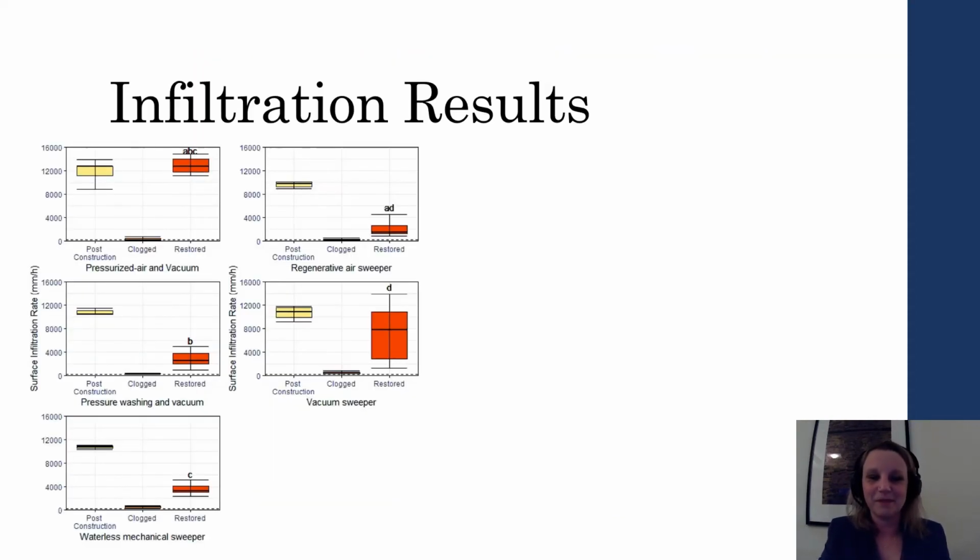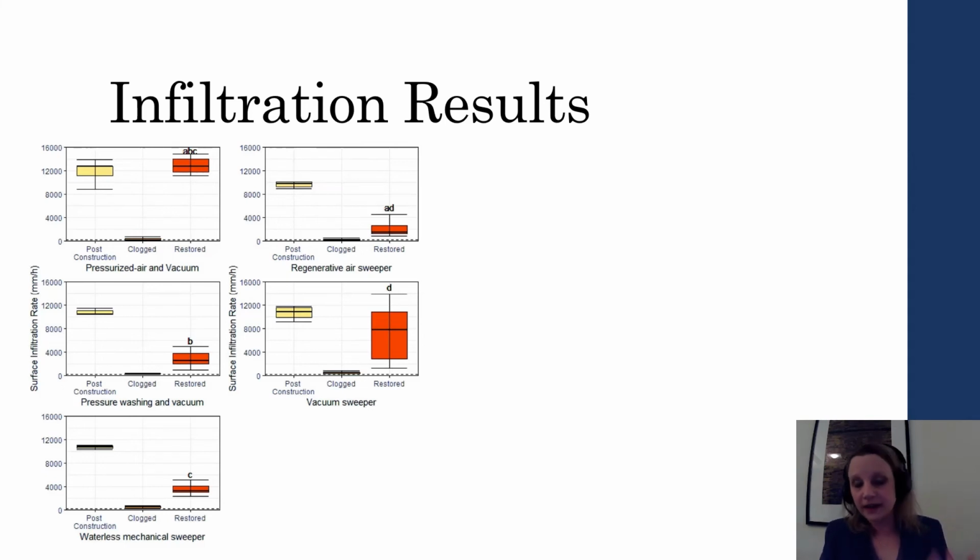Okay, let's talk about some results. What did we see? Well, to understand or measure the effectiveness of these different maintenance approaches, we did that single ring infiltration test after construction, after the accelerated clogging, and then after the maintenance treatment. And the positive thing that we saw is that all of our approaches restored some surface permeability. So there are a lot of ways that you can restore a clogged parking lot.